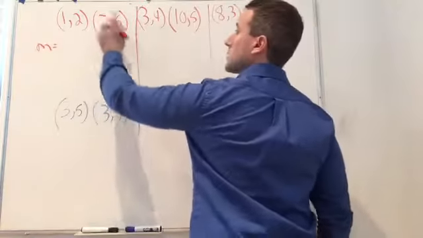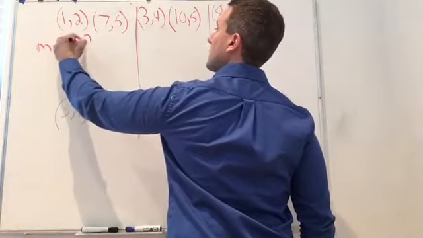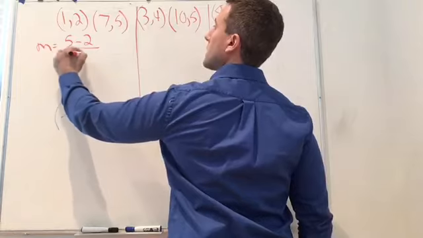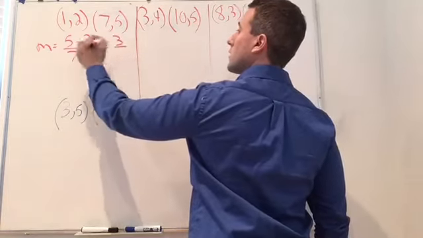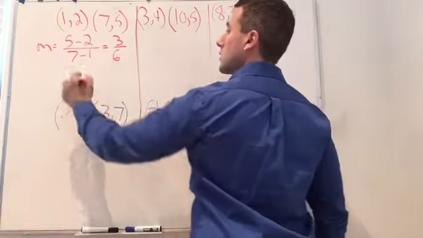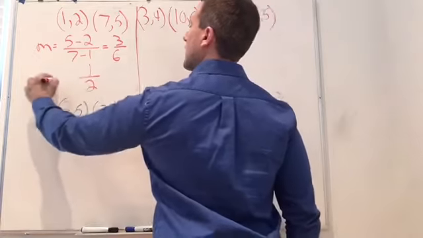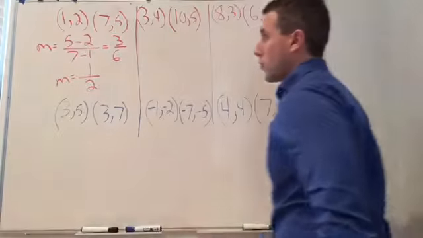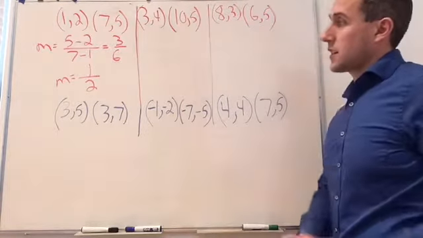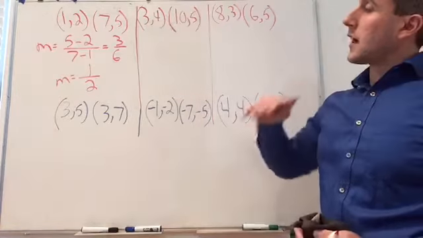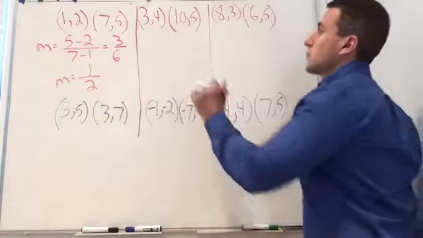M equals, just subtract the y's on top, 5 minus 2. On bottom, 7 minus 1. That's going to leave you with 3 over 6, which of course reduces to an answer of m equals 1/2, right? Reduce when you can, right? You're gonna substitute in, actually do a subtraction, and then reduce if possible.